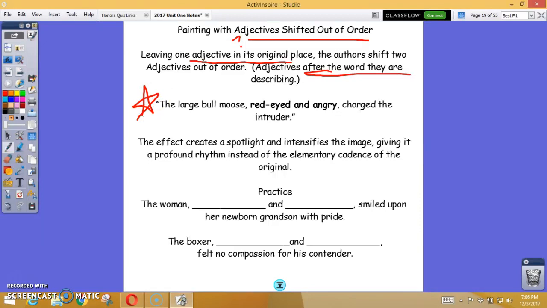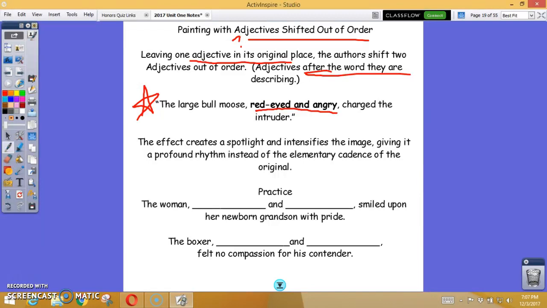The large bull moose, red-eyed and angry, charged the intruder. If you notice there, what that does is it gives us a shift in the rhythm of the sentence, and that's really the power of this. That's the beauty of this, and that's why professional writers use this. If I said, the large, red-eyed and angry bull moose charged the intruder, there's really no shift in that rhythm, and so it's not as interesting a sentence as it would be with this technique.